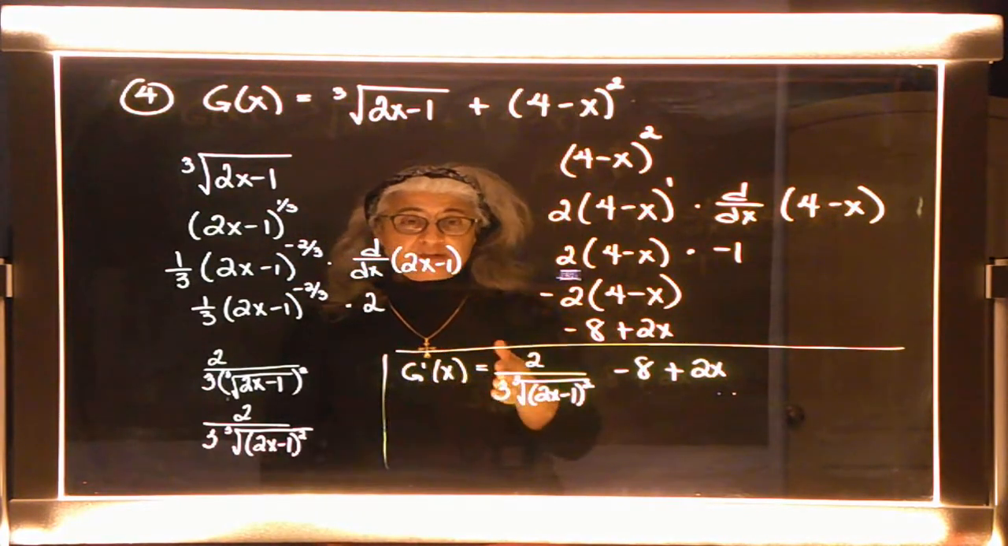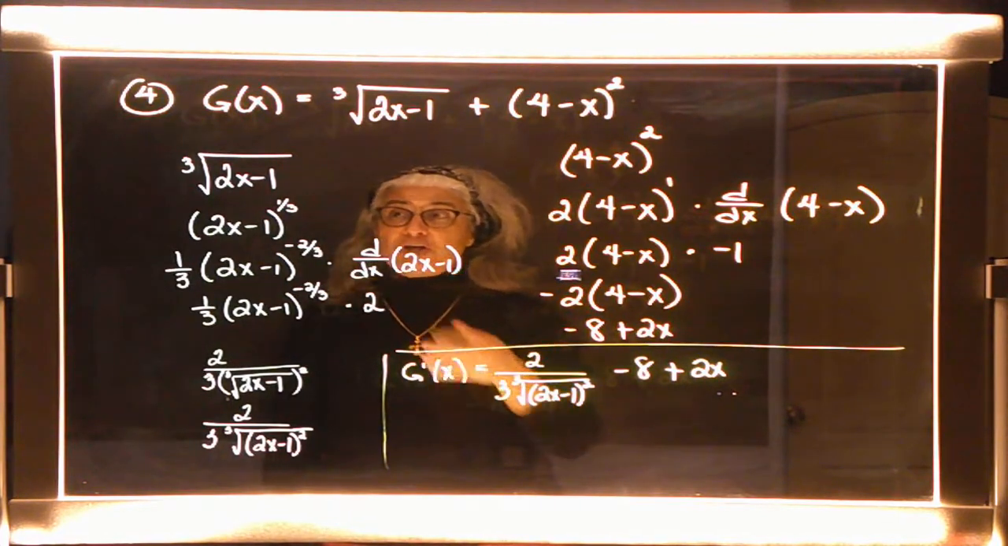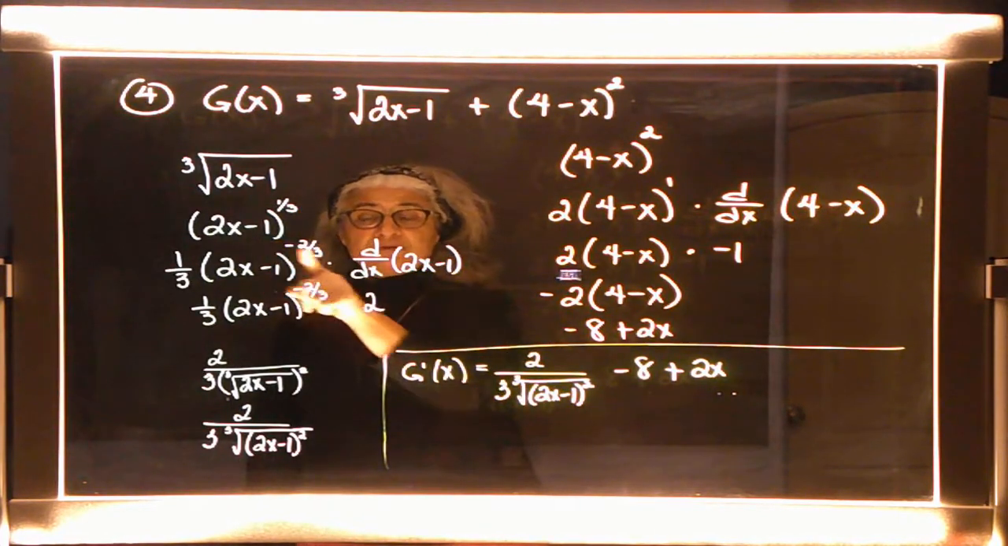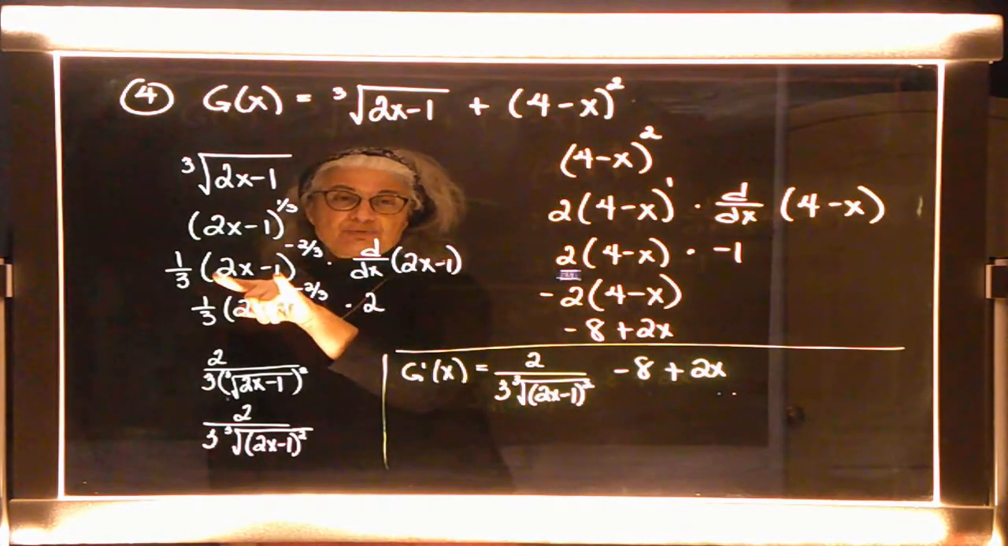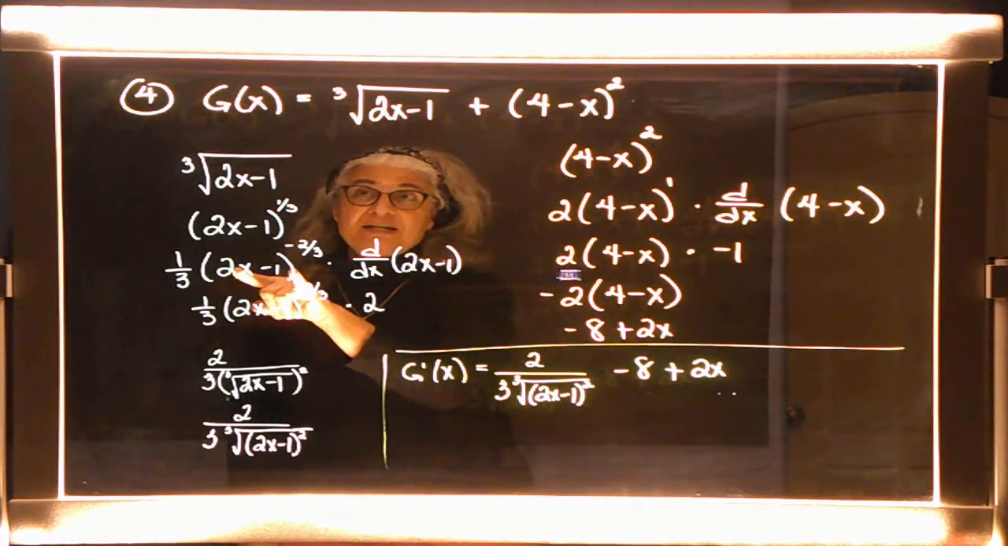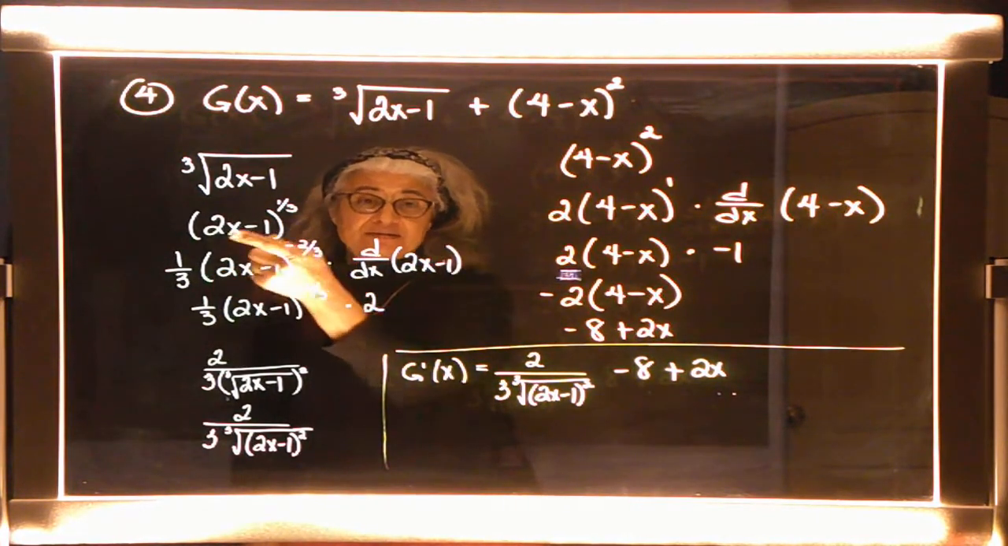Cool? You with me? So here's the deal. It's something we already know. You have to deal with the power rule. And then the extra step is actually taking the derivative of what the power is sitting on, which is technically called the base.